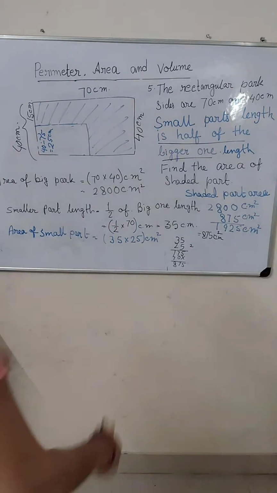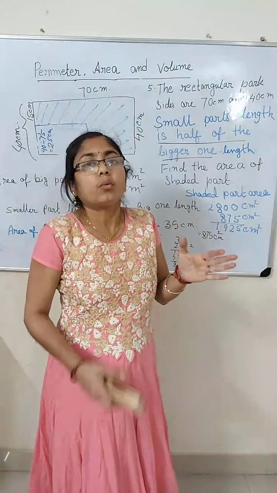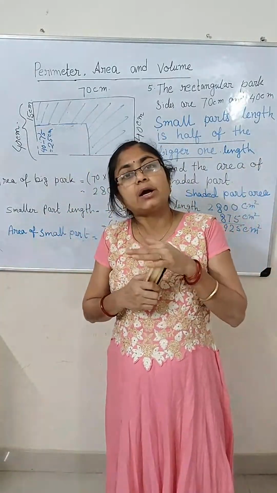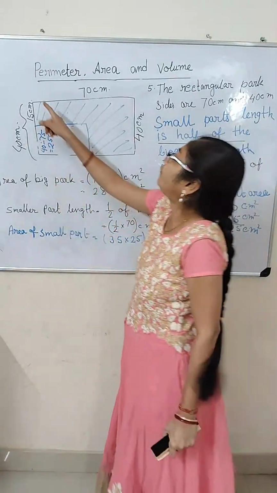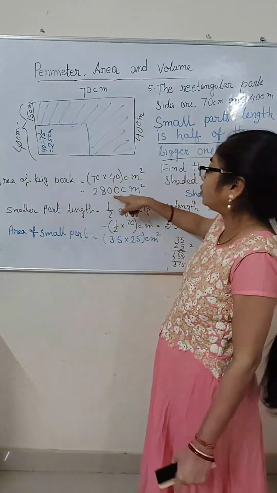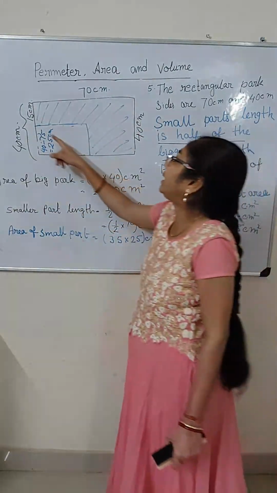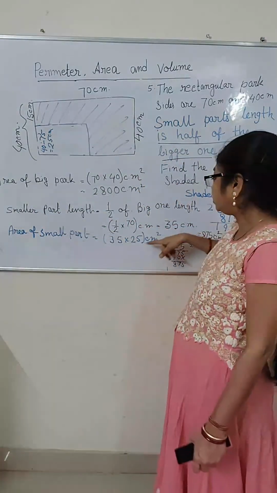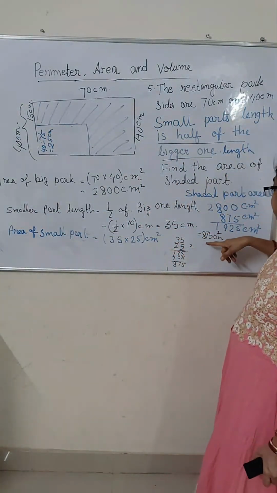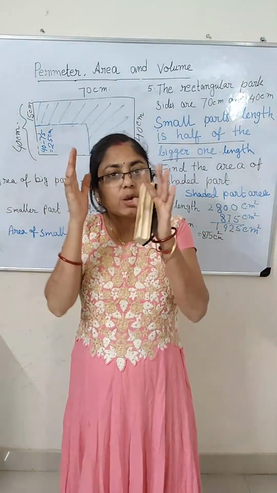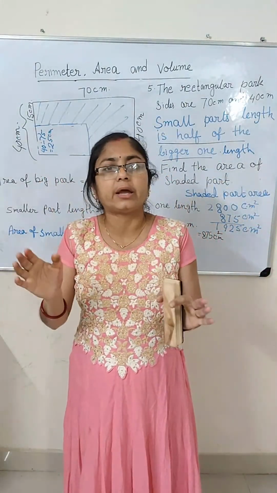What I am telling, my first math, when they are given two rectangles and find out the shaded part, you first find out the big one area. First I find out the big one area. And then you find out the small rectangle area. I find out this one. It is 875. Okay? Then what is the second step? You just subtract these two areas. Okay?